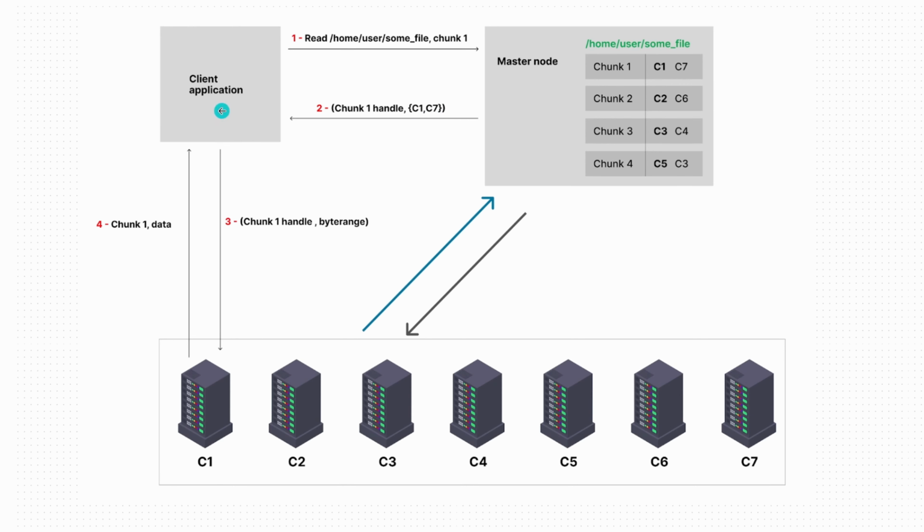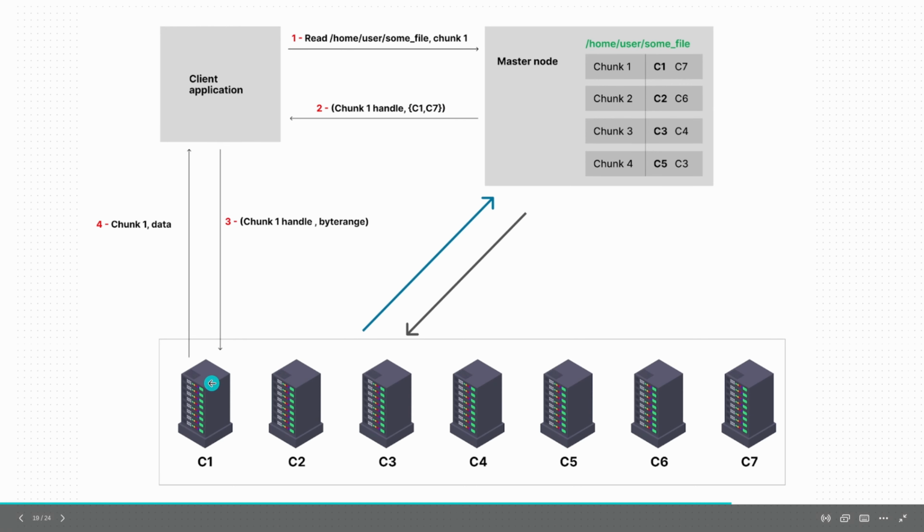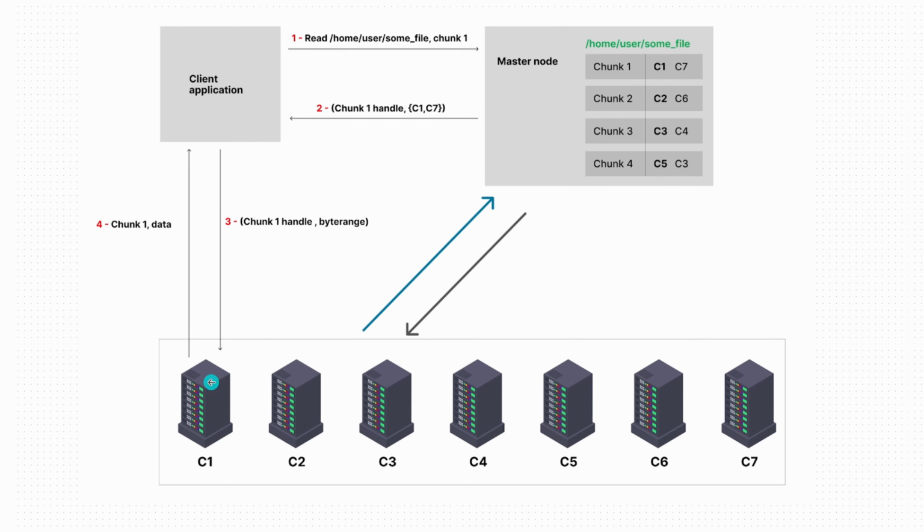And the client will just ask C1, for example, that I want this chunk 1 file, and it will send back the data. Just as easy as this, actually. So that's just the process.